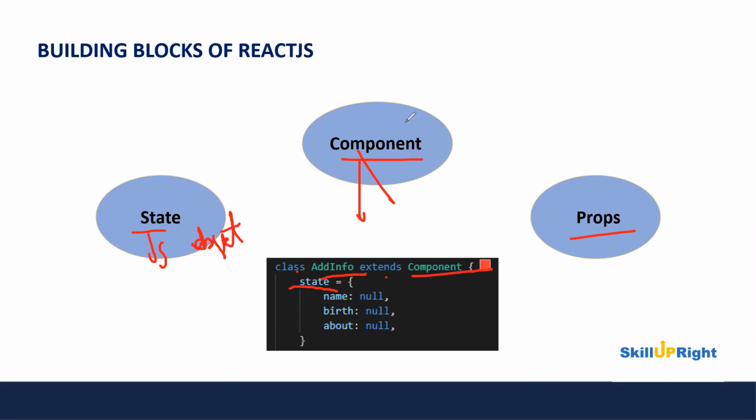Let's say I have created 5 components, 5 classes. If I have to send data from one class to another class, I can do that using props. If I want to send data from one component to another, I will use props. This add info is called a component. This is how you create a state. And if you want to send data from add info to, let's say, some display component, then I will use props. This is the use of these 3 things.